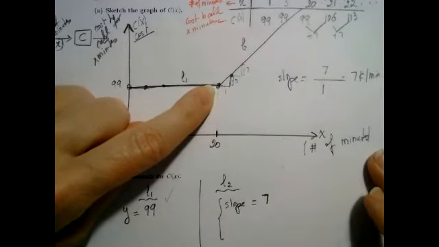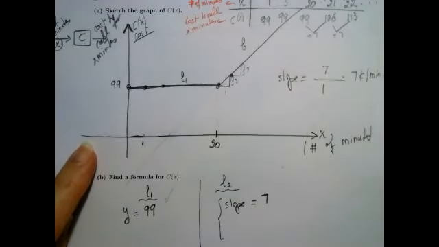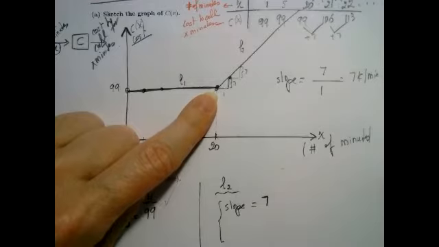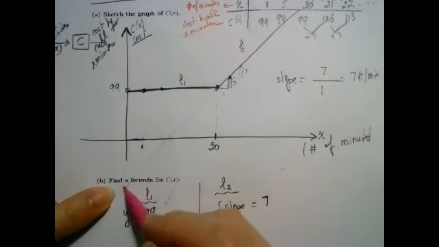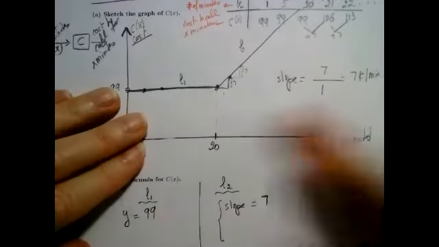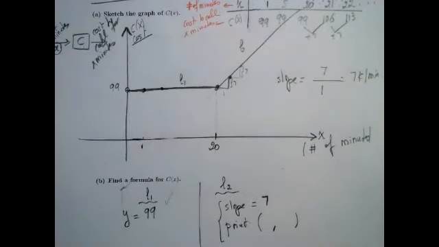To find the equation, I need a point. I do not have the intercept, so I cannot use 7x plus 99. 99 is not the intercept. The intercept is where the line intersects the axis, which I don't have. So to find the equation, I need a point. Who can give me a point on the line? I drew the line for you. Who can give me a point on the line?